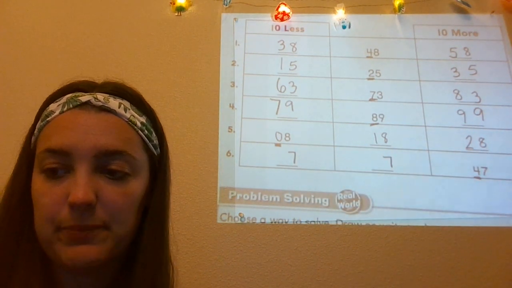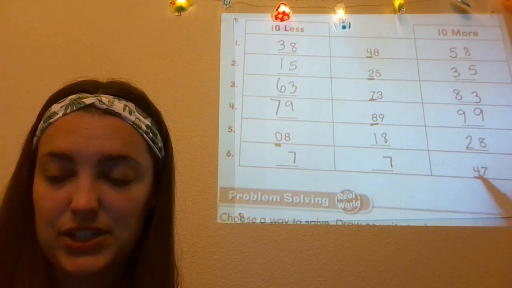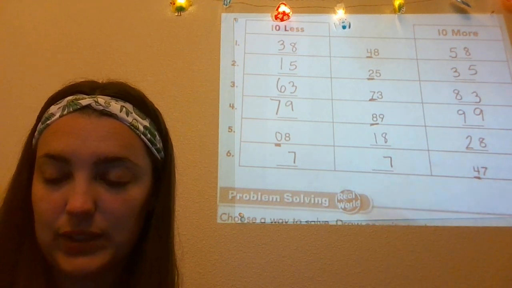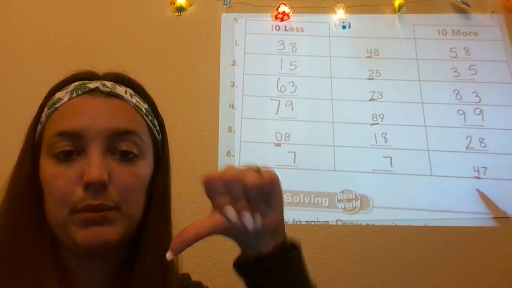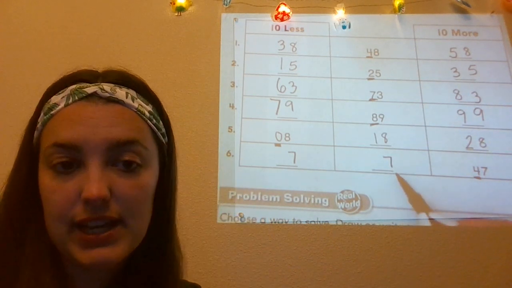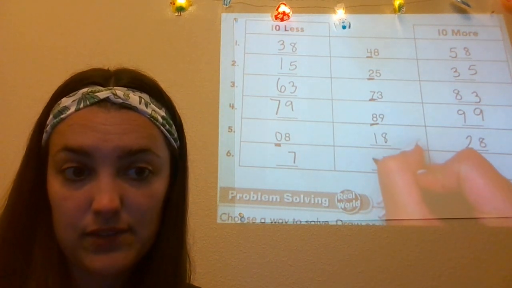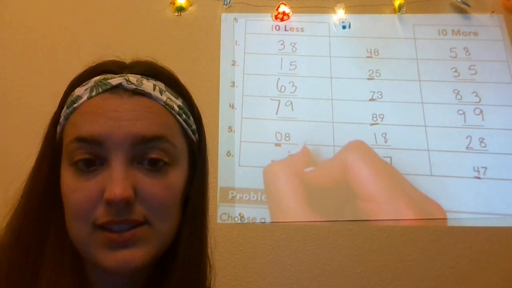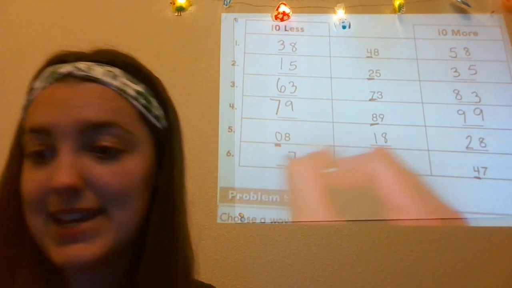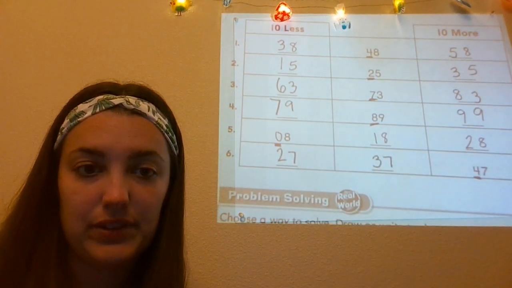7's going to stay the same. It's that tens digit that's going to be different. So I need to go 1 less and then 1 less again. So if I take that 4 and I bring it down by 1 to find 10 less, 4 minus 1 is 3. Minus 1 again is, what's 1 less than 3? 2. 27, 37, 47.